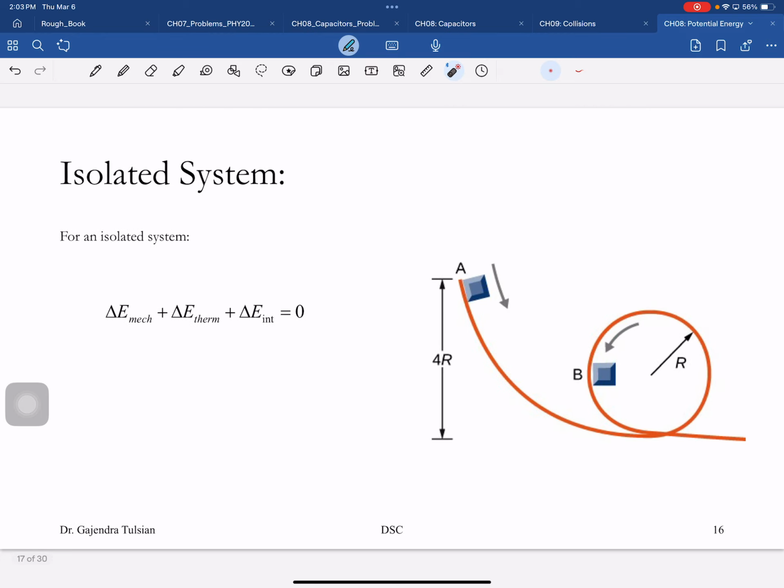If you could keep track of all the energies for an isolated system, change in mechanical energy plus change in thermal energy plus change in internal energy, the sum of all those changes would be zero, because the total energy of this isolated system remains constant. That's the statement. That's the energy conservation statement.